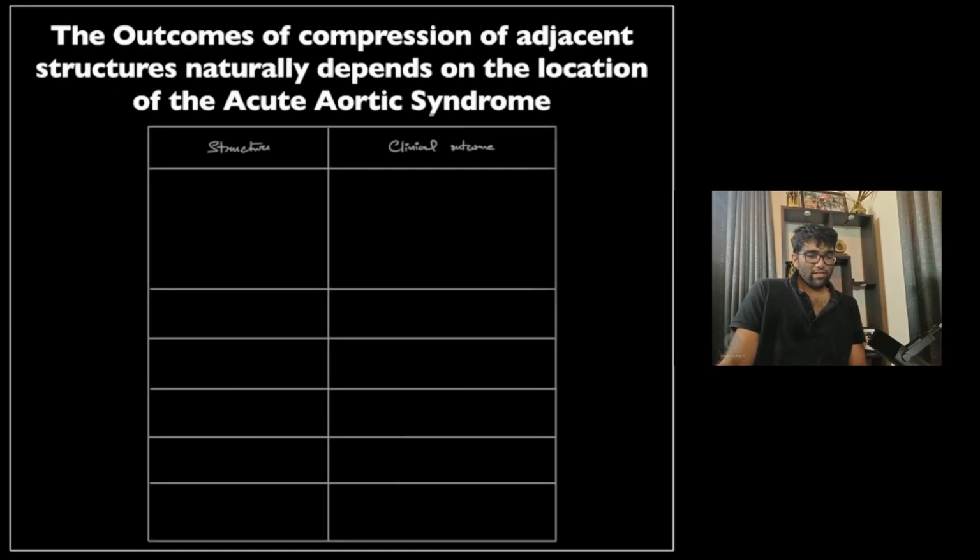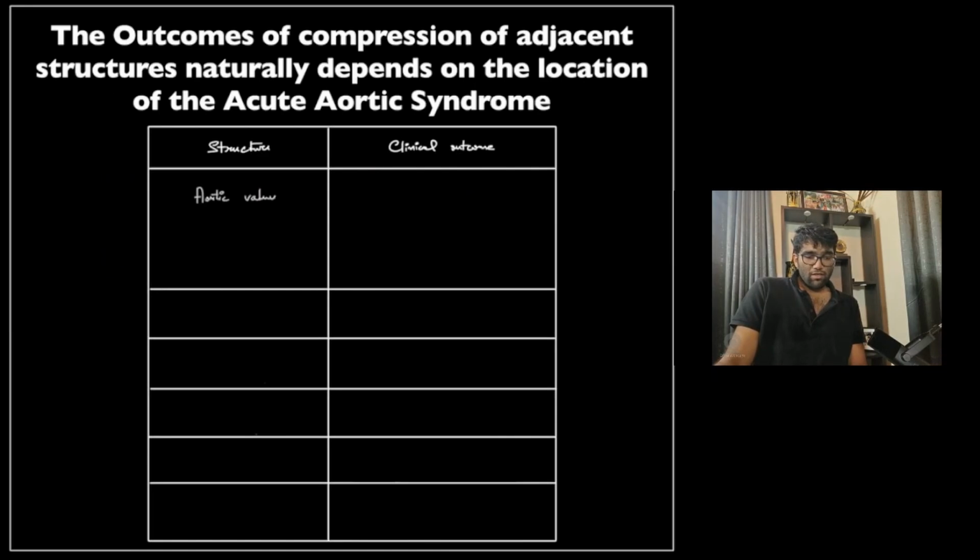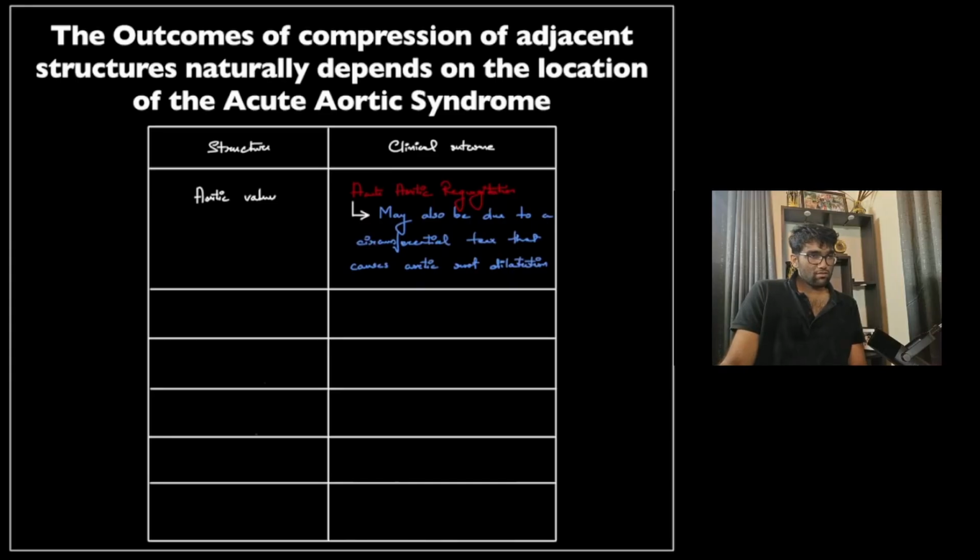So let's see what adjacent structures can be compressed. In case of the ascending aorta, the first thing that can be affected is the aortic valves. Aortic valve involvement results in acute aortic dissection. This is often due to a circumferential tear that causes dilatation of the aortic root. Second, the superior vena cava is affected, causing a superior vena cava syndrome.